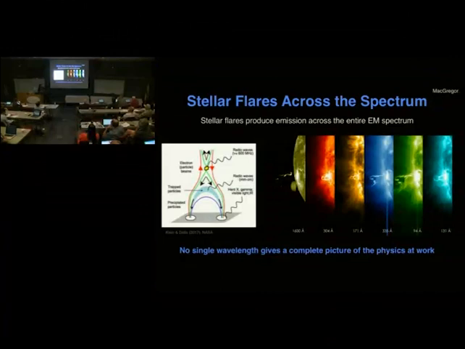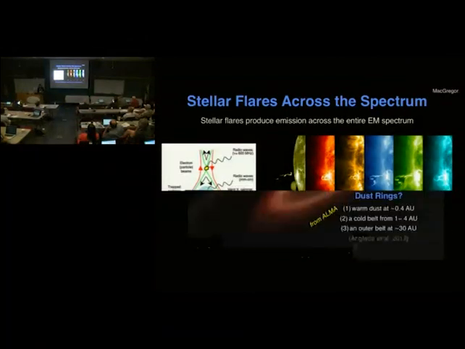So to emphasize, no single wavelength is going to give us a complete picture of what's going on with a stellar flare. We need to actually look across the entire electromagnetic spectrum to really understand what the energy budgets are and what that means in terms of exoplanet habitability.